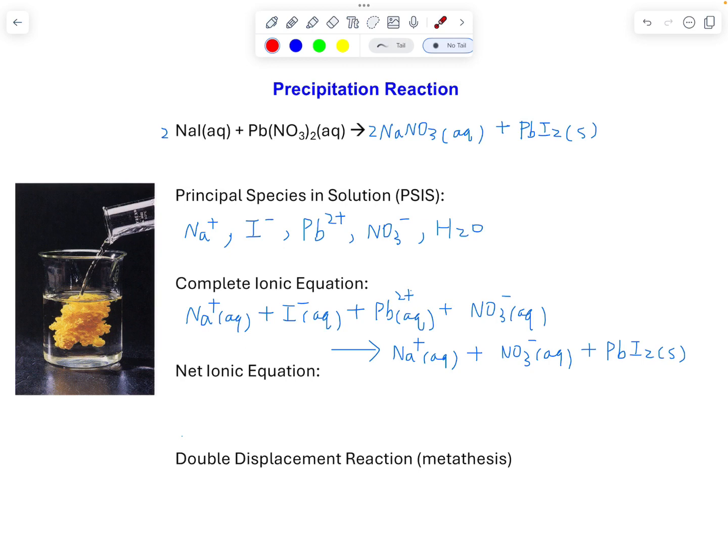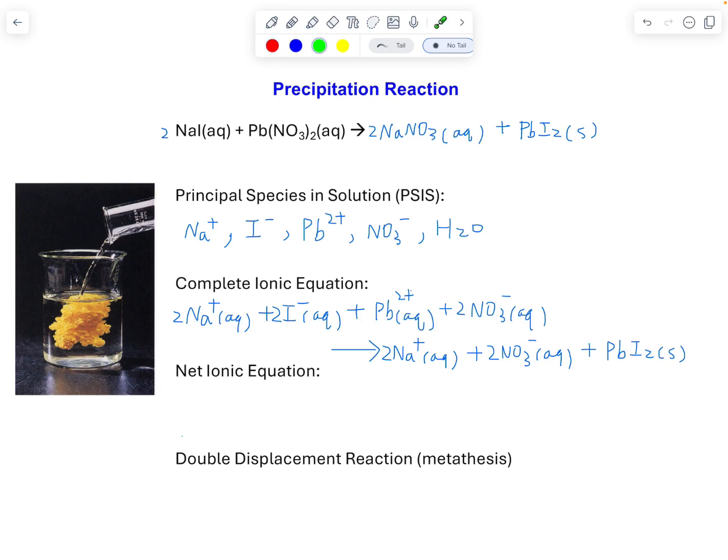Typically, your coefficients in your complete molecular equation should be carried on: 2 sodium, 2 iodide, and 2 nitrate, 2 sodium, 2 nitrate. Okay, and sometimes you might have to double check, really make sure you have the smallest whole number coefficients over here. Okay, so this is called the complete ionic equation or total ionic equation.